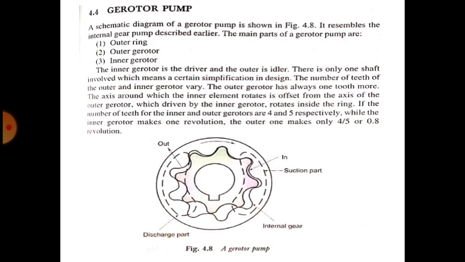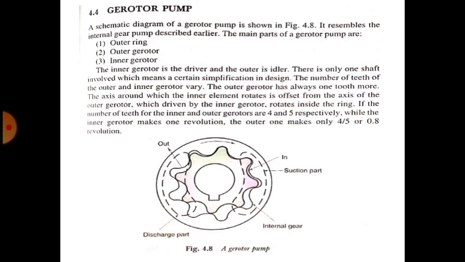As the gear rotates, each tooth of the inner gear is in constant mesh with the teeth of the annular gear, that is the internal teeth gear. As the annular gear has one tooth more than the inner gear, it rotates at a slower speed.